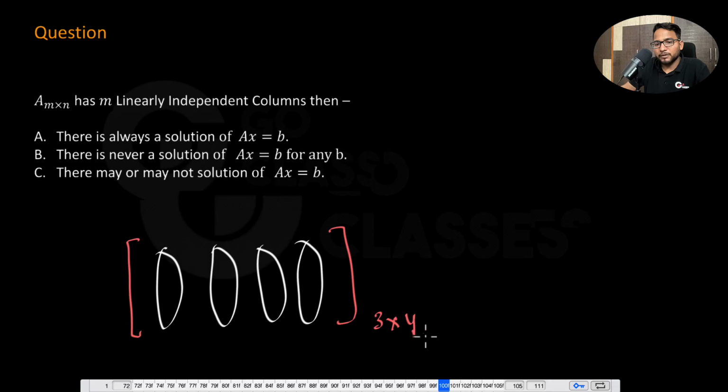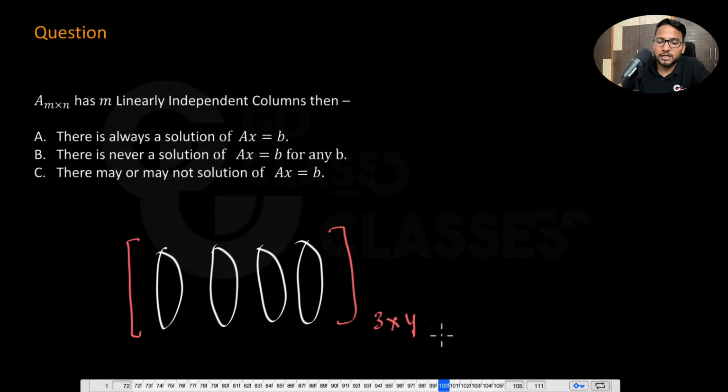So obviously, this should be 3 into 4. This cannot be 3 into 2. If it is, this cannot be just 2 columns, okay? Because if this is just 2 columns, the given condition itself is not satisfied that you have 3 linearly independent columns. Anyway, we need to satisfy the condition that is given in the question.